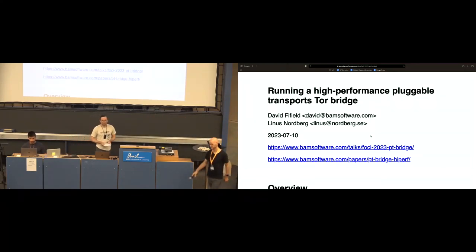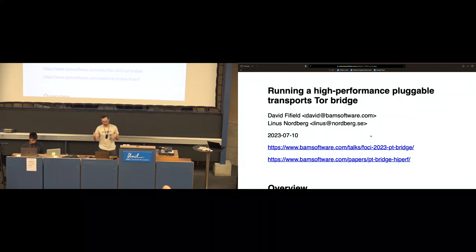Thank you very much. My name is David Fifield, and this is joint research with my colleague Linus Nordberg, who's here in the audience, who is a big part of it. He and I together run one of the bridges for the Snowflake pluggable transport, which was kind of the origin of this whole project. So I'll tell you more about what that's about.